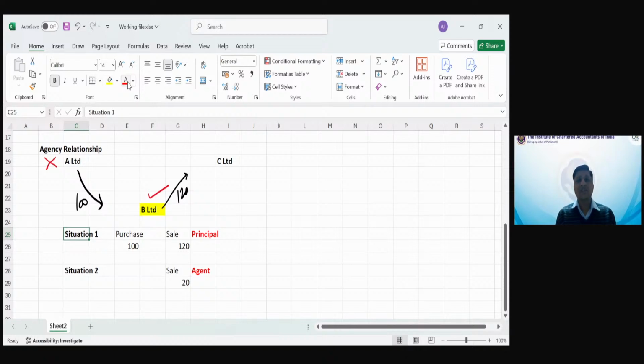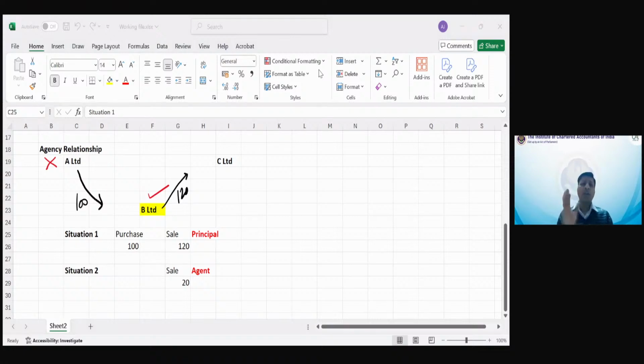Now some of the considerations that you need to have for this revenue recognition. One, who carries the inventory risk? Now, what is inventory risk? These goods which have been sold by A or B to C Limited, let's suppose if these goods are lost or damaged, then who will bear this risk? Will it be A or B?